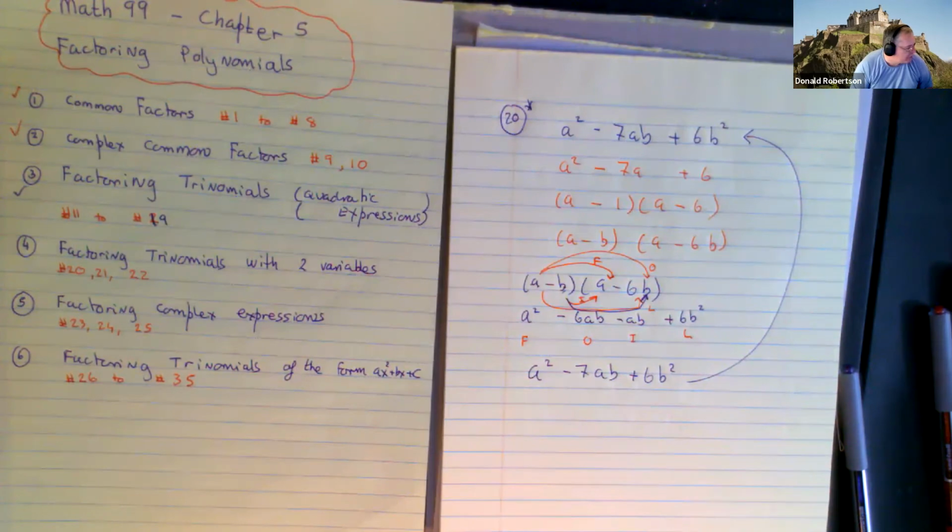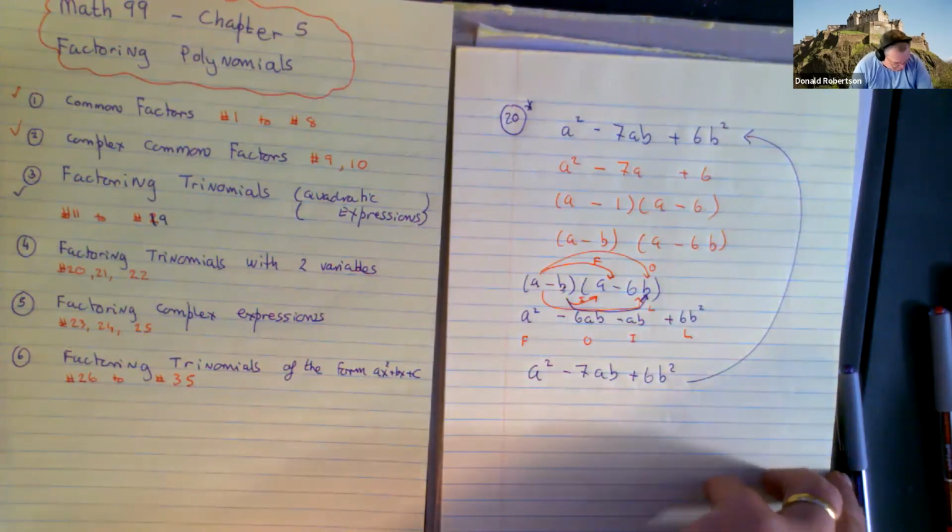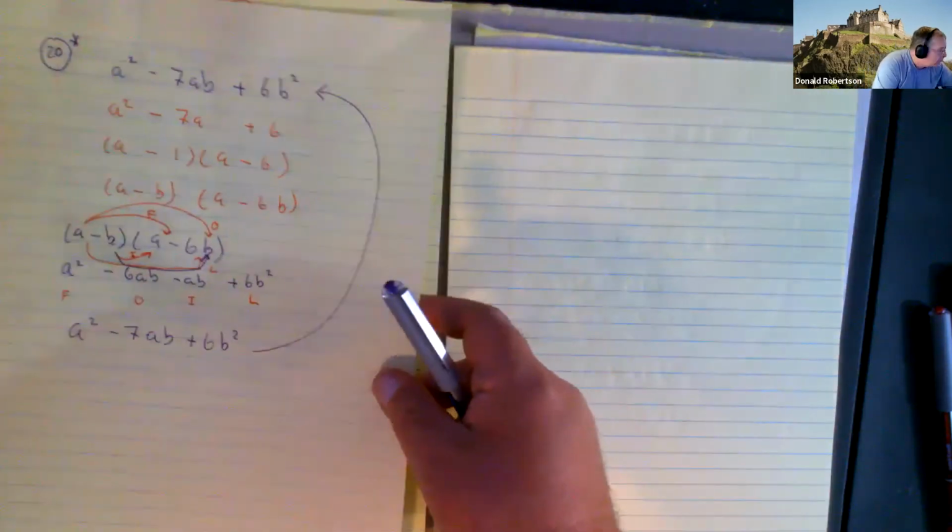Let's try one more of that type of question, where you're factoring a trinomial with two variables. So I'll pick 22.